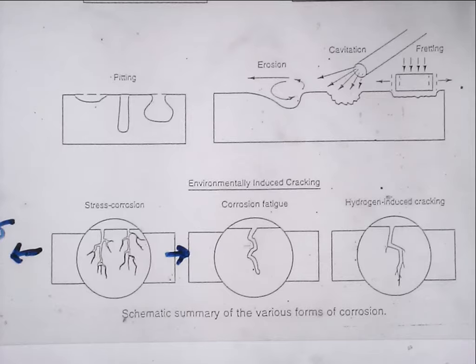Corrosion fatigue, where you've got cyclic loading, again at right angles to the crack growth direction. And hydrogen embrittlement, which isn't a corrosion process, but has this common crack growing at right angles to the loading direction within it. And that's what we're going to talk about.